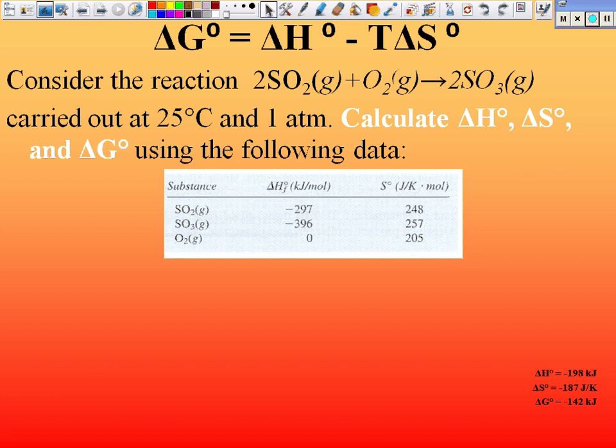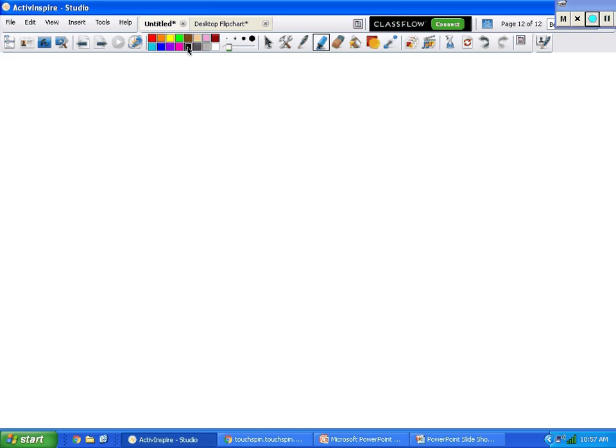to prom. But the first thing that I want to talk about is how you can calculate all of these things. So consider the reaction of two sulfur dioxides and oxygen gas forming two sulfur trioxides, and it says calculate delta H, delta S, and delta G. So to calculate these, what did you have to do? You had to use Hess's law. So I am going to need your help. I'm just going to rewrite it like this. So I've got two SO2s plus O2 yields two SO3s.